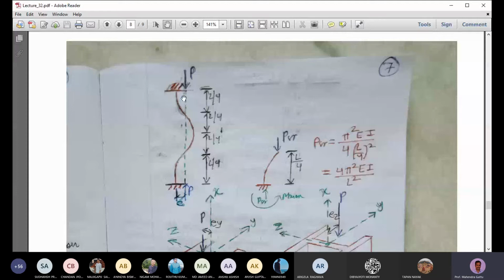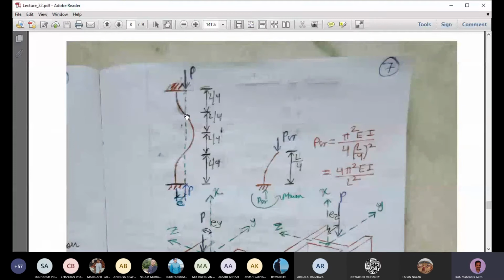So here we see a column which is fixed at the bottom and at the top, and this column is subjected to some axial load P, but the axial load is not exactly acting on the center line. There is some eccentricity. As a result, there will be some bending action coming into the column, and the column will bend in this fashion. The slope at the top and the slope at the bottom will be 0, and then this column will curve in this way, and again it regains its original 0 slope there.